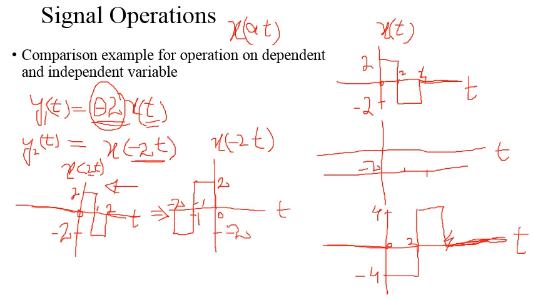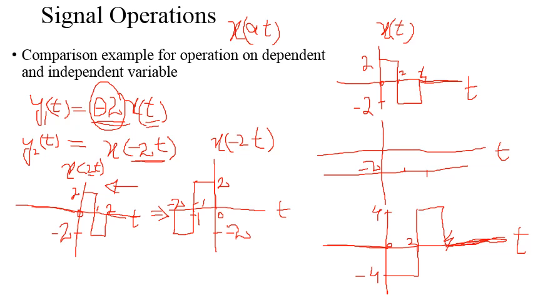So I hope this gives you the idea, and also you can differentiate or compare the operations performed on the dependent variable and operations performed on the independent variable, right? If we perform an operation on the dependent variable, something along this will change, like it is changed here, right? And if I perform an operation along the t-axis, the change will be in this direction, right?